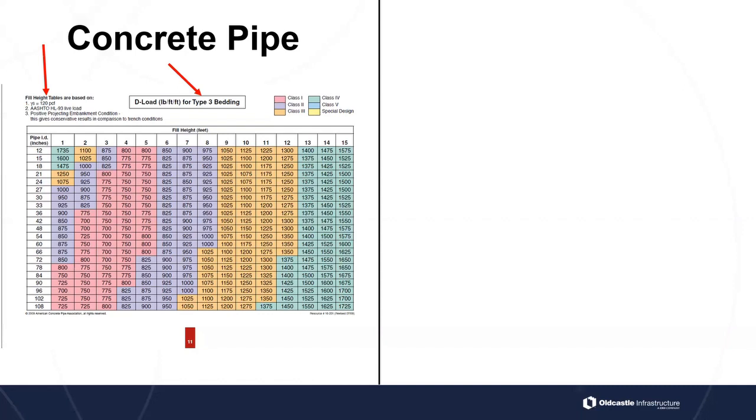So going back to our design problem, we need to look at a 48-inch pipe. Here we go, 48 inches. And we said that it's going to have 12 feet of cover. So if we go 48 inch on the left-hand side, that's our pipe inside diameter.